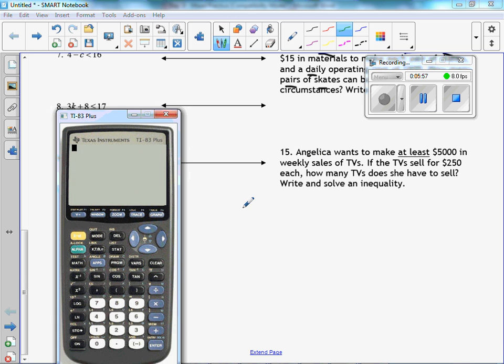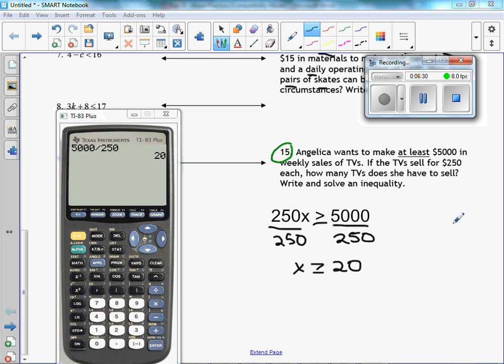Okay, let's try to solve number 15. Angelica wants to make at least $5,000 in weekly sales of TVs. If the TVs sell for $250 each, how many TVs does she have to sell? Now, I want you to write the inequality. I want you to solve it. Then I want you to turn me back on and see if you've done it right.